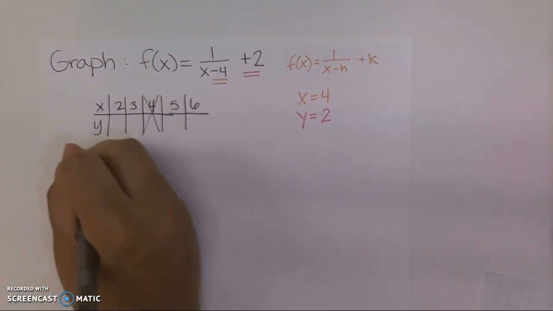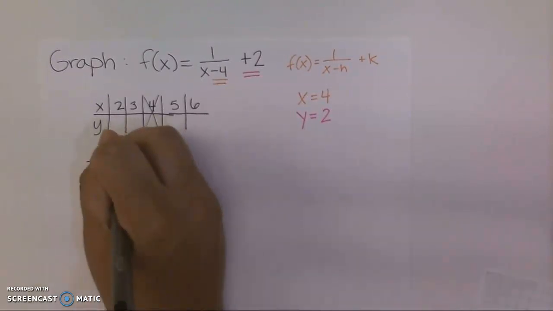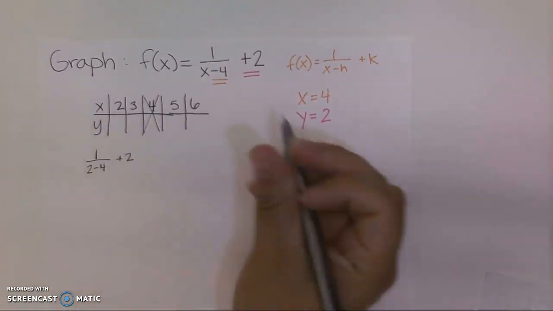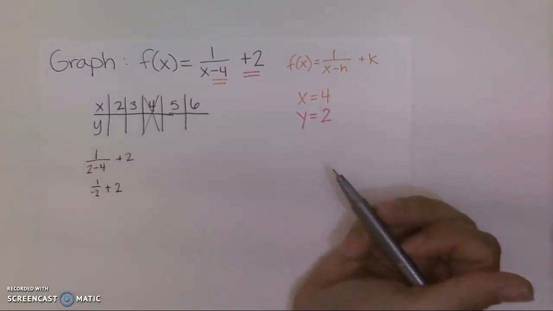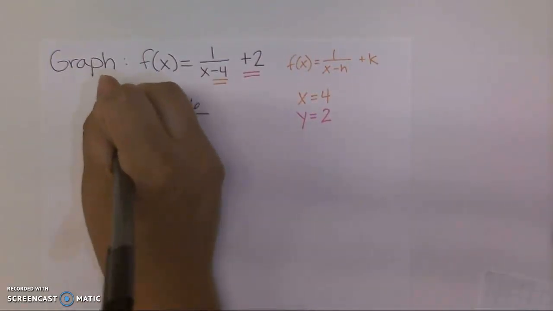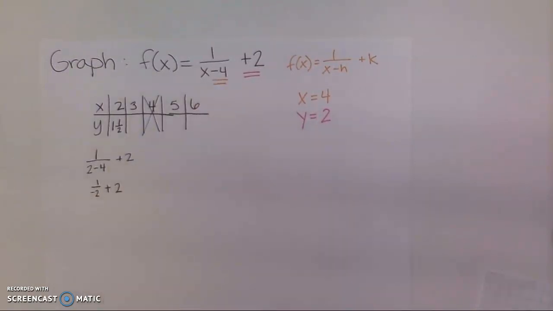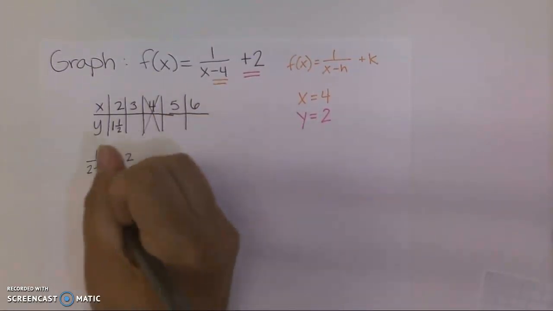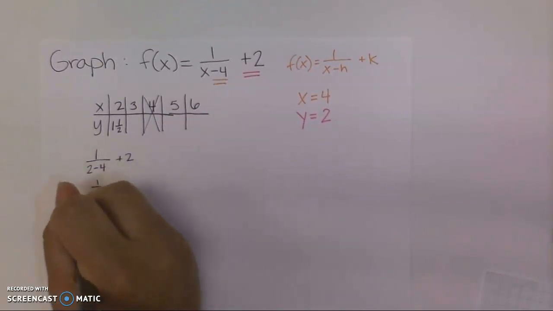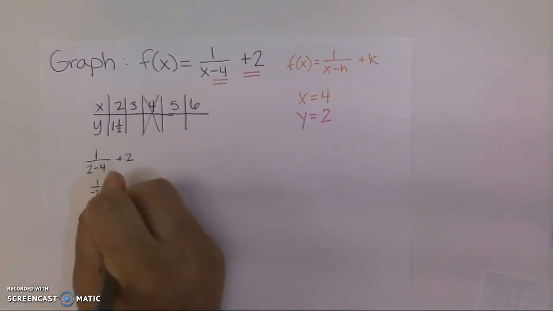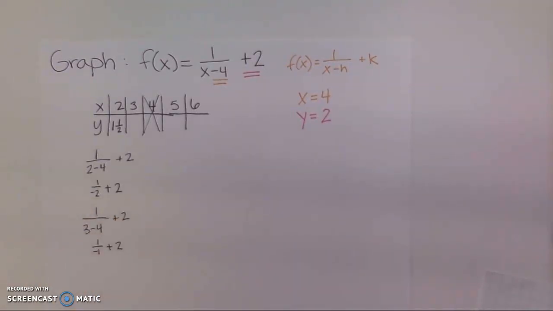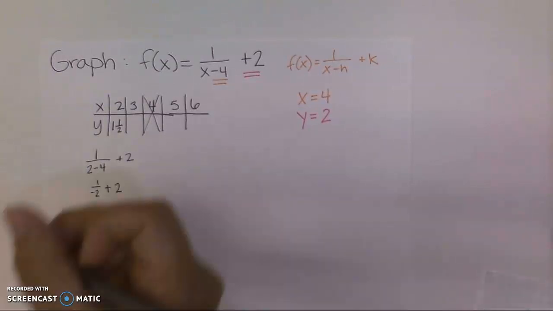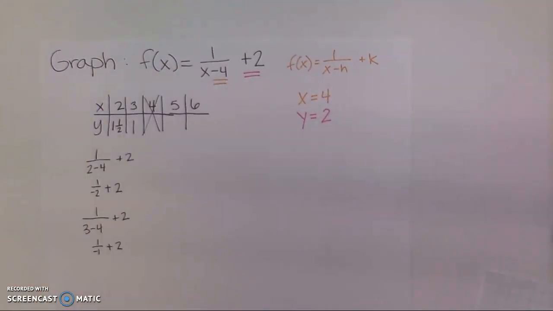So 1 over 2 minus 4 plus 2. So this would be 1 over negative 2 plus 2. So that'd be like 2 minus 1/2, which is 1.5. My next one is 3, so I'm going to do 1 over 3 minus 4 plus 2. This would result in 1 over negative 1 plus 2, which is really like saying 2 minus 1. 2 minus 1 is 1.